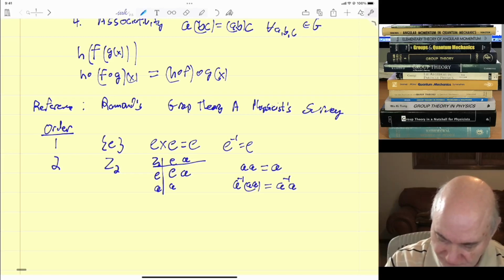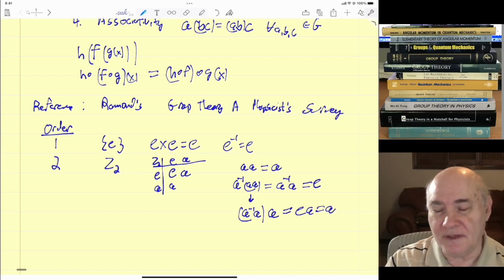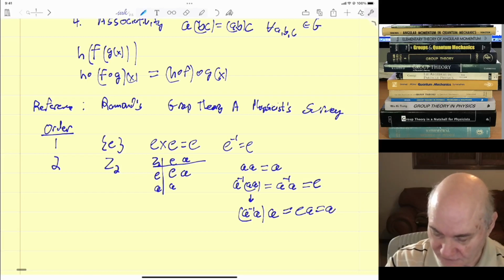A inverse A is equal to E. By associativity, this is equal to A inverse A, then times A, which is equal to EA, which is equal to A. So we end up getting E equals A, and we end up having only a one-element group. So this is not possible for a two-element group.